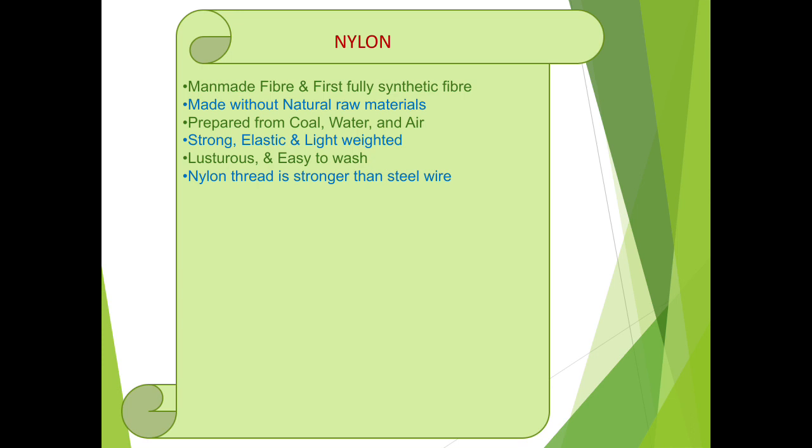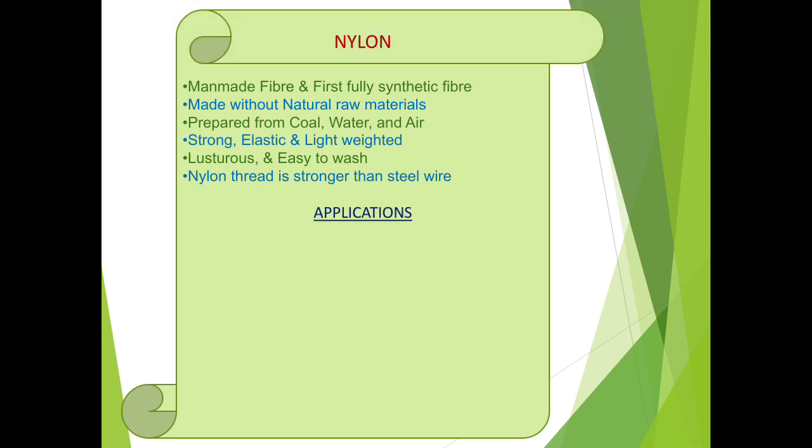And the properties of nylon are, it is strong, then it is elastic, and it is lightweight. That is, it has low weight. Okay. Then nylon is lustrous. Lustrous means that nylon fiber is glowing. Then it is easy to wash. The fabrics made of nylon fibers are easy to wash. All these are properties of nylon. The nylon threads are stronger than steel wire. Okay, so these are the properties of nylon.